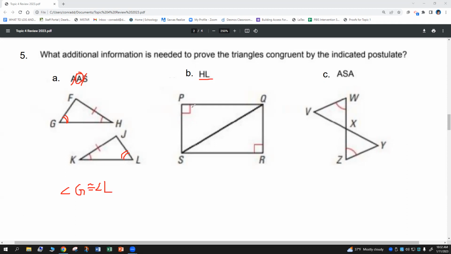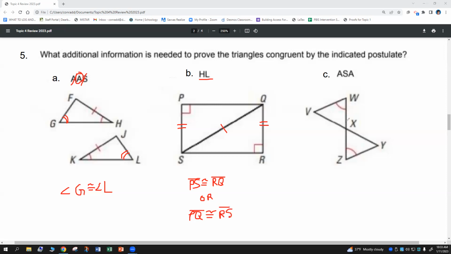Okay, hypotenuse, leg. You need right triangles. We have right triangles. Okay, we have a shared side here, so our hypotenuses are congruent. And then the third criteria was one pair of legs. So it doesn't matter which pair. You can pick either pair, so we can say segment PS is congruent to segment RQ, right? Or we could do the other pair of legs. We could say PQ and RS. So you don't need both, you just need one. Just one pair of legs would give us enough information to use HL to show that the triangles are congruent.